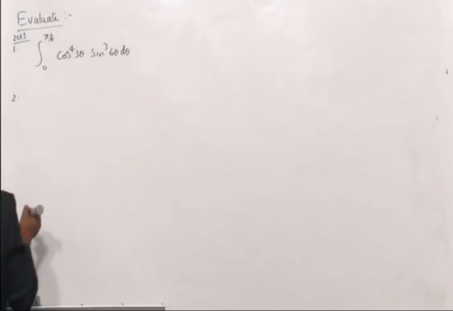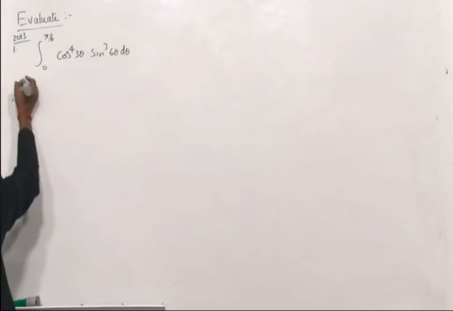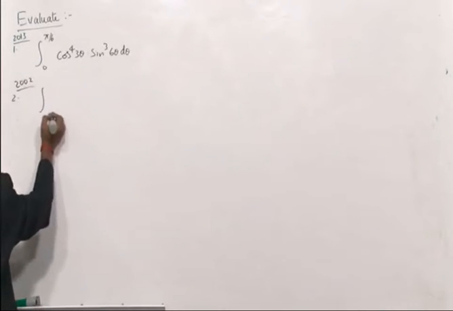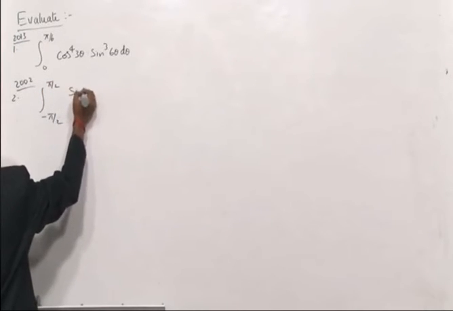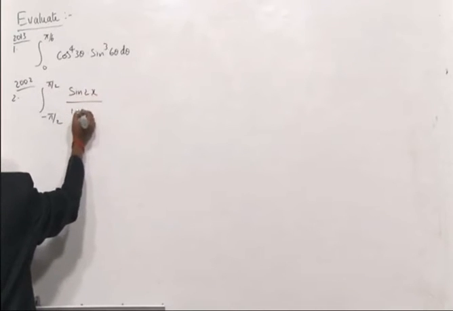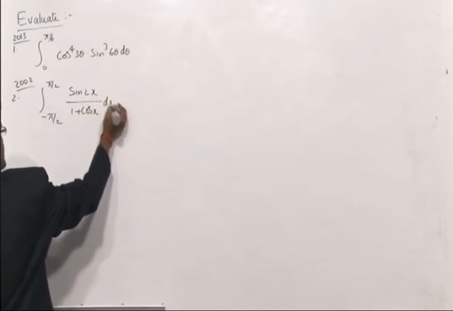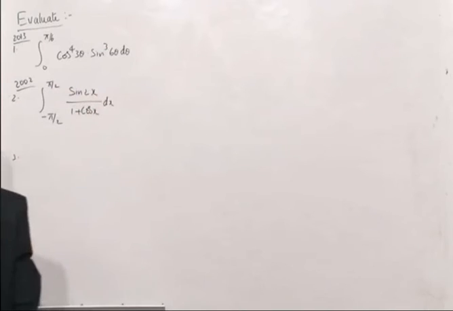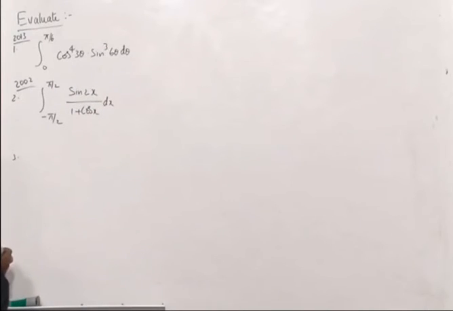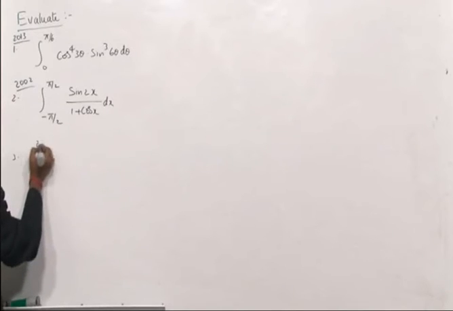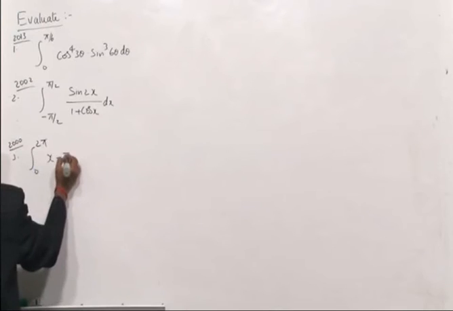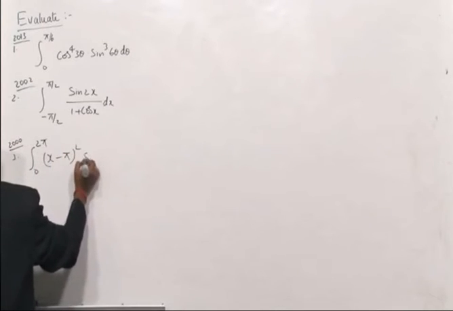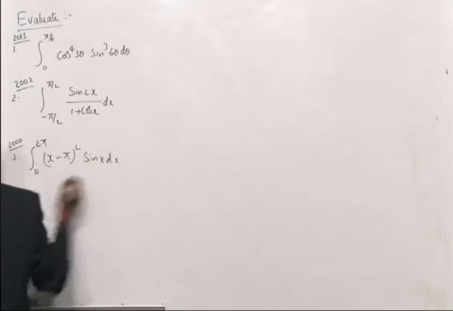2. (2002) The integral from minus pi by 2 to pi by 2 of sin 2x by 1 plus cos x dx. 3. This is 2000: the integral from 0 to 2 pi of x minus pi whole square sin x dx.